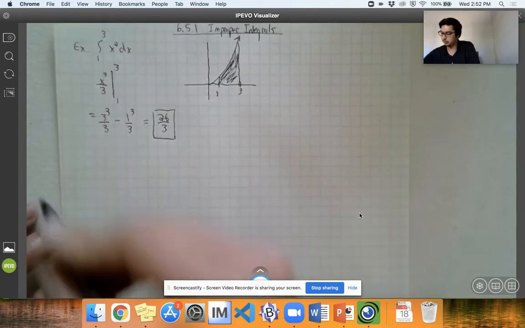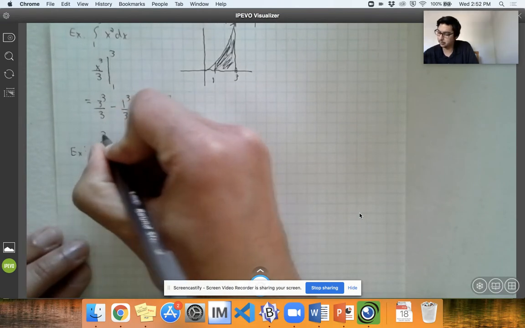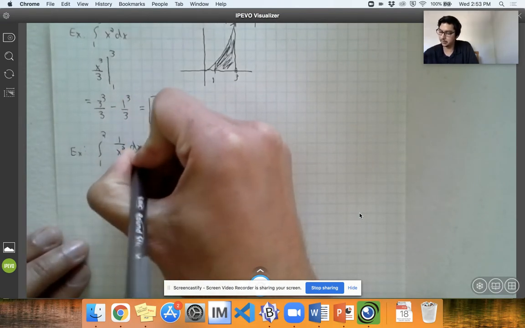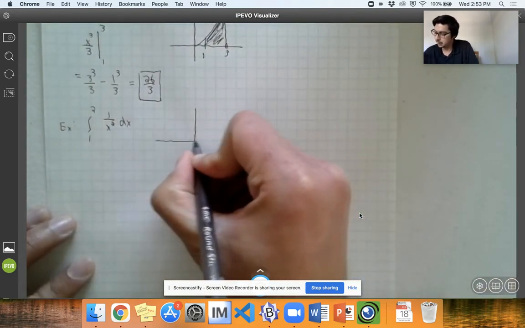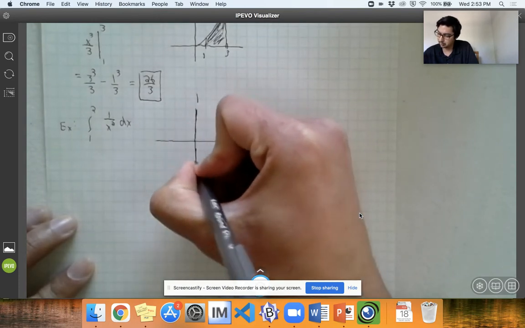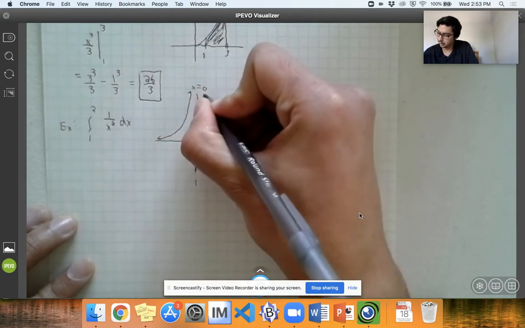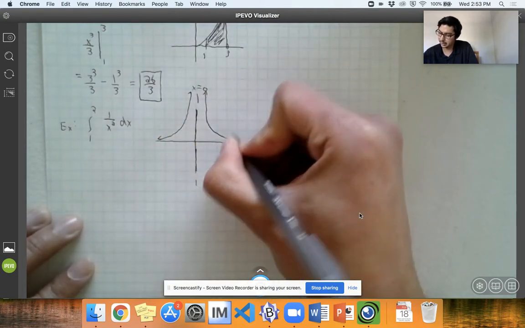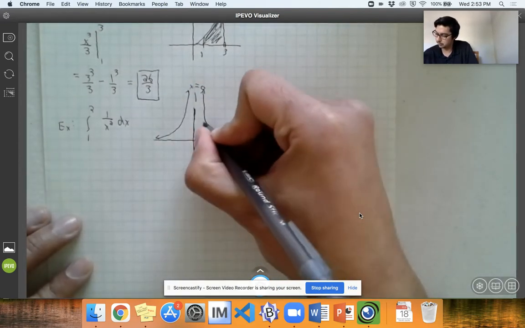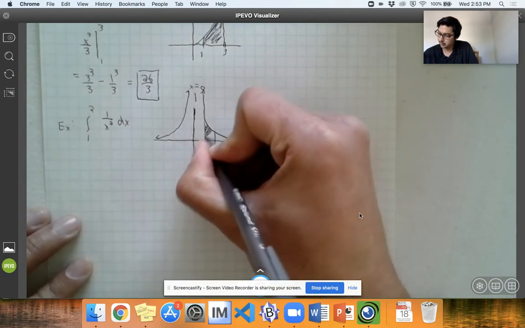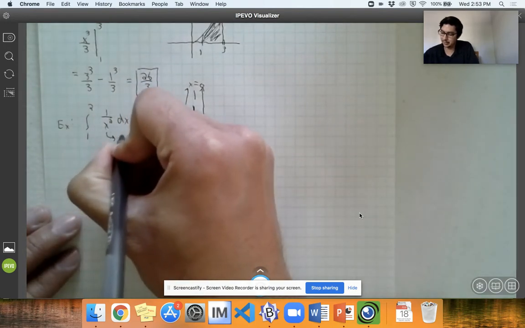Okay. Now, let's look at another example. What if I gave you the integral from 1 to 2 of 1 over x squared dx? Visually, what does this look like? 1 over x squared has an asymptote at 0, and it would look something like this, approaching the asymptote as it gets closer to 0. But what I want to do is just go from 1 to 2, in this range here, and find that area. Remember that 1 over x squared is the same as x to the negative 2.